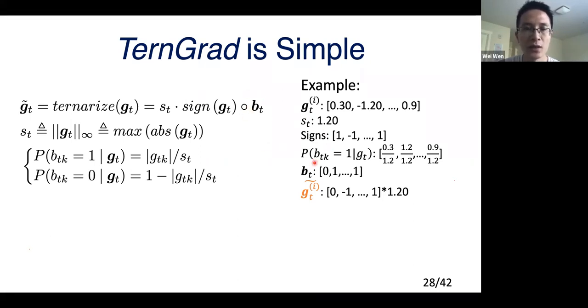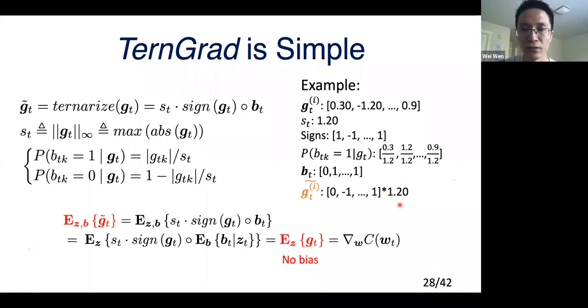For each gradient element, it follows a Bernoulli distribution, and its probability of being one is its absolute value over the maximal absolute value. For example, its probability of being one will be 0.3 over the maximal absolute value. So we draw from the Bernoulli distribution, we get a binary code, and we multiply all of them, then we get our ternary gradients. Each value here only has three discrete values, so we can quantize them to 2 bits, and we only need to send one single floating value over the network. So we can achieve the communication reduction.